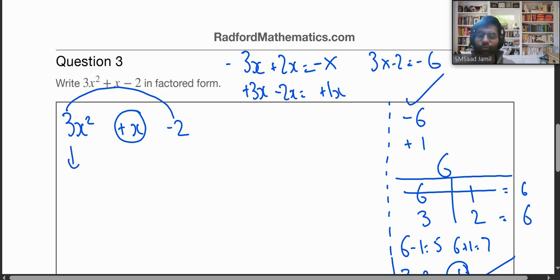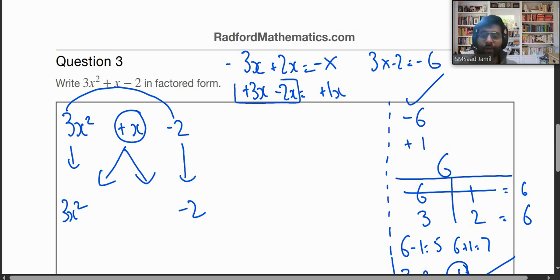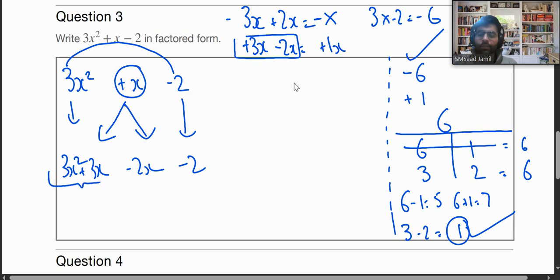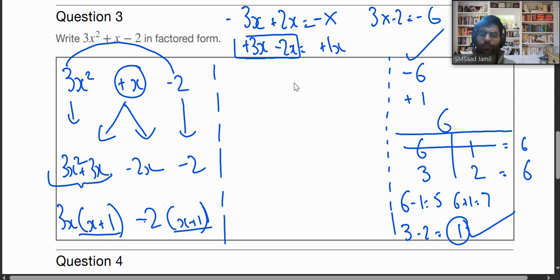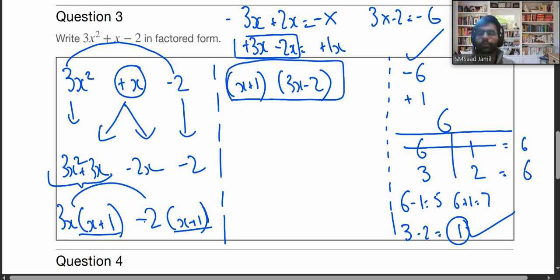So I will write 3x², I will write -2. X, I will break it into two parts. Which parts? 3x - 2x. So I will write +3x - 2x. So take 3x as common. What remains? x + 1. Take -2 as common. What remains? x + 1. x + 1 common, write it. What remains? 3x - 2. You have factored it out.